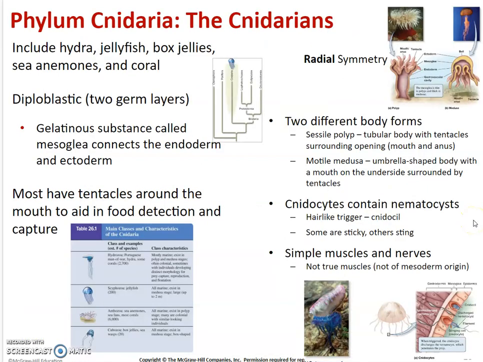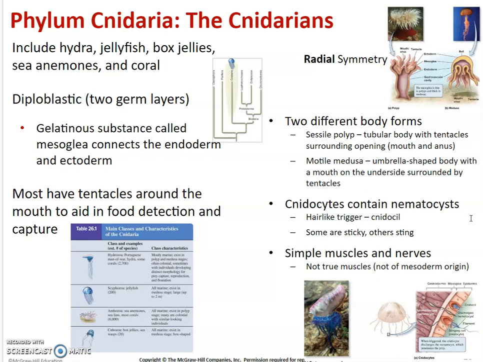So when we look at the cnidaria, we can see these are organisms that have two germ layers, like we were talking about. They're diploblastic, but they still have radial symmetry. These are some of the simplest organisms with two germ layers, with true tissues, right? There are things like hydra, jellyfish, sea anemone, and even coral.